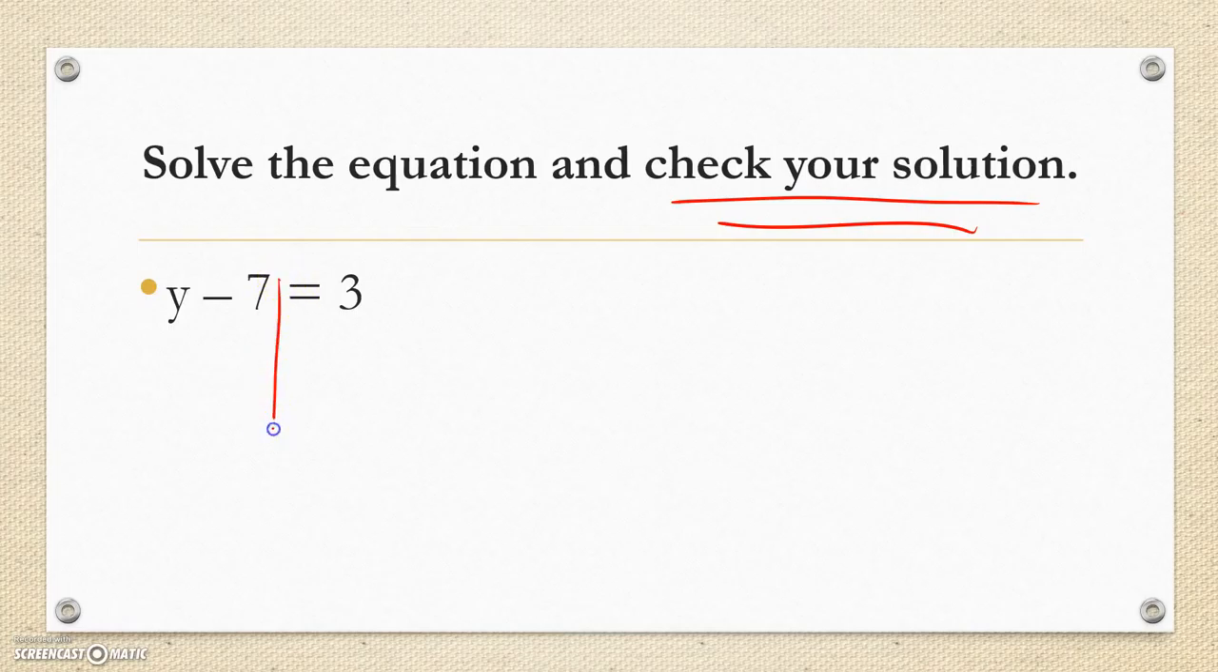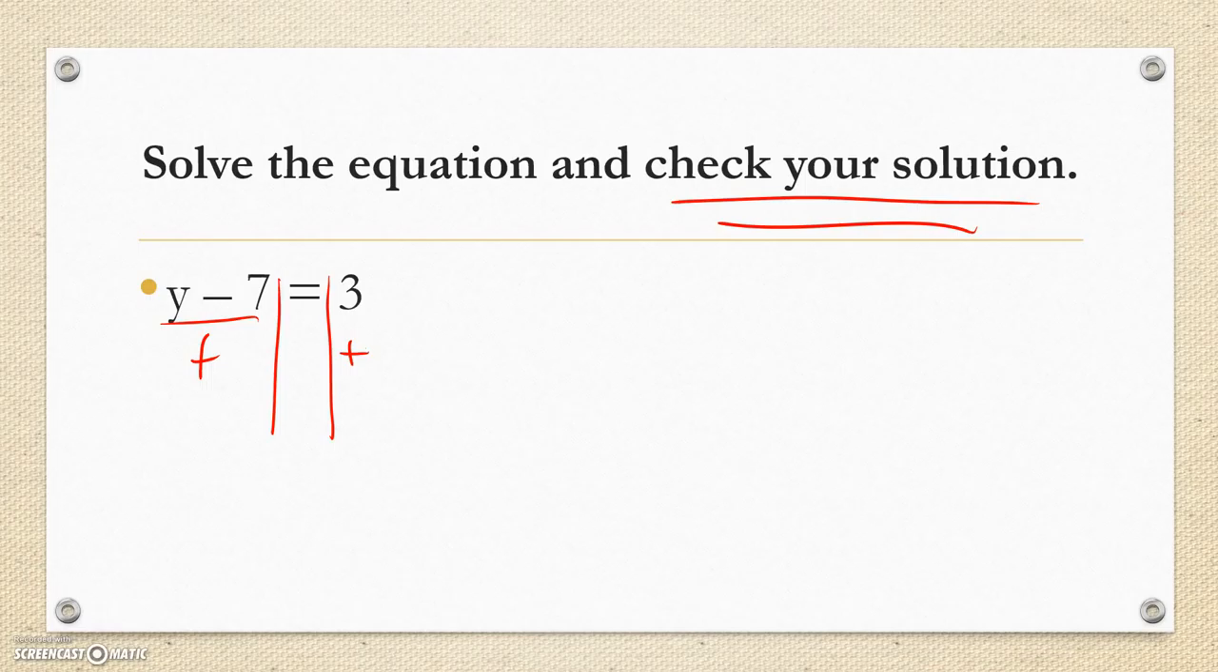So my first step, I'm going to draw my railroad tracks, and I'm going to look at this original problem on the left side here, y minus 7. And I'm going to say, okay, well that is a subtraction problem. So in order to undo subtraction, we need to use addition. So this is the inverse operation. We're going to add some value to both sides.